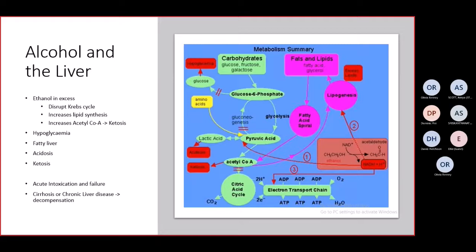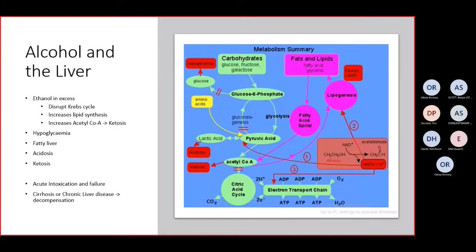But the kind of symptoms you might get are an increase in bleeding, because your liver's no longer able to produce things like clotting factors. Or you might get some jaundice as well, because your liver's no longer able to conjugate. And then in terms of your chronic alcohol, you're going to get all of these problems.